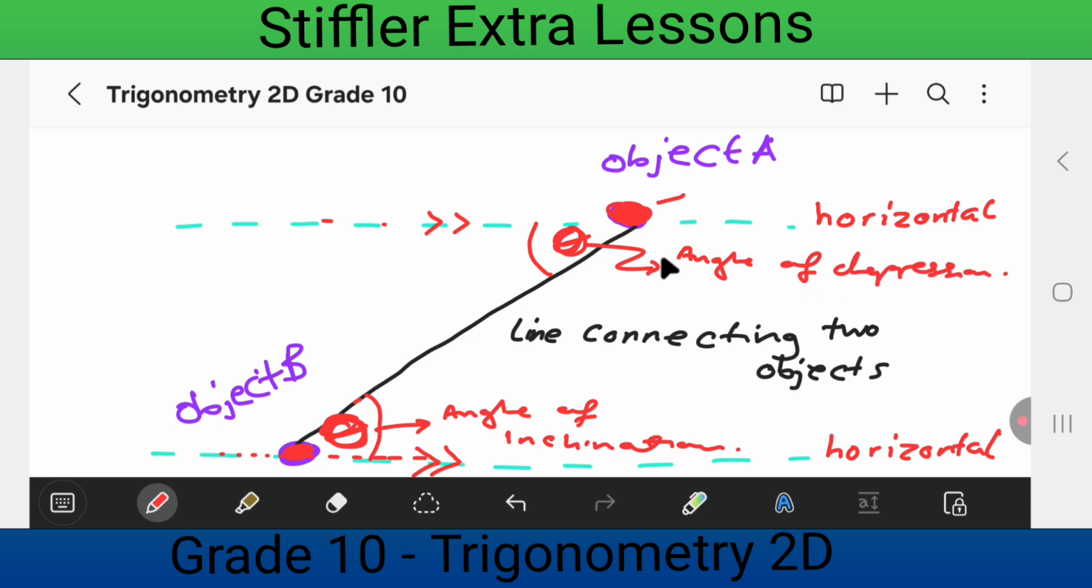So it depends on the perspective really. So if you are viewing from the object that is above, we have the angle of depression. If you are viewing from the object that is below, this is the angle of inclination.